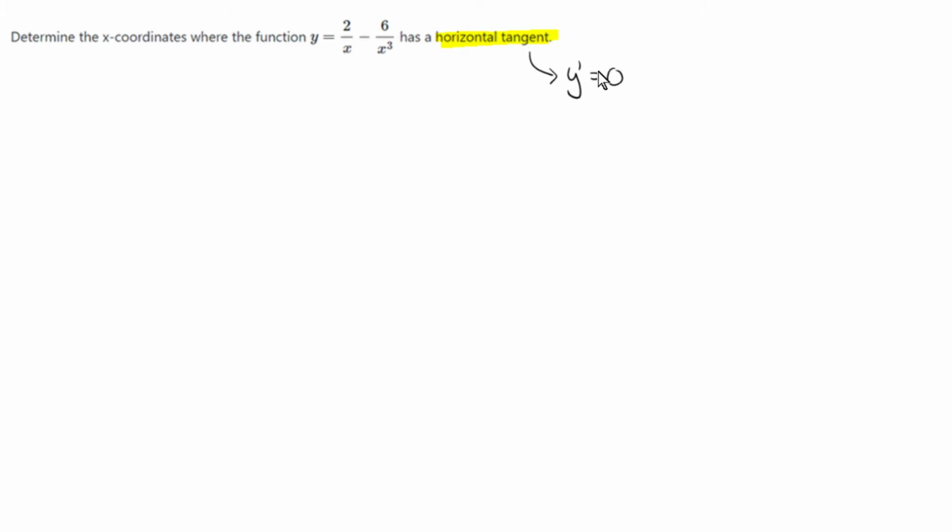And so what we need to do here is we have to take the derivative, we have to differentiate this function so that we get the derivative of the function, then we set it equal to 0 according to this, and then we solve it for x. So let's start by rewriting this using the negative exponent law, so we can move those two powers out of the denominator. So this is going to become y equals 2 times x to the power of negative 1 minus 6 times x to the power of negative 3.